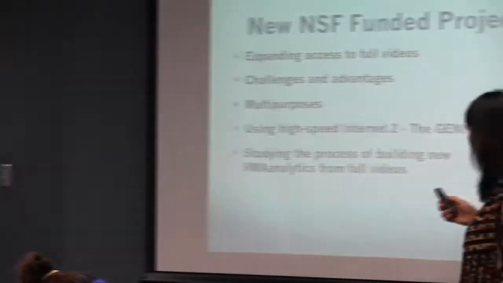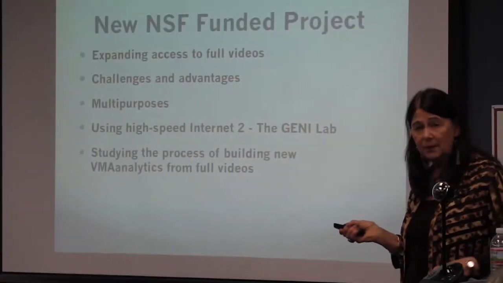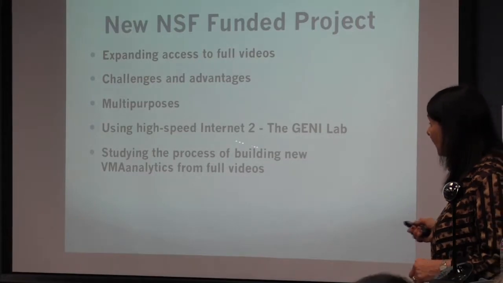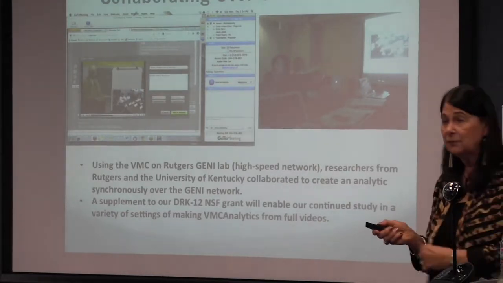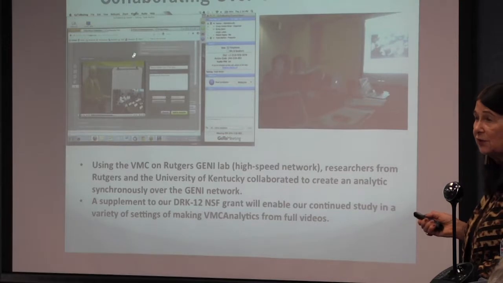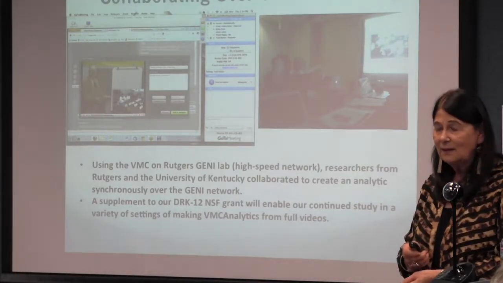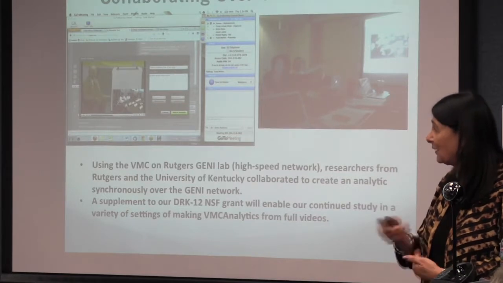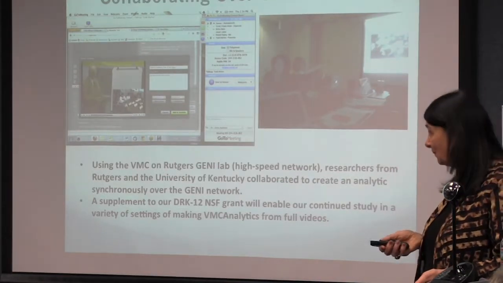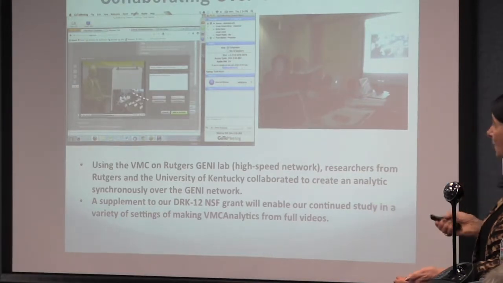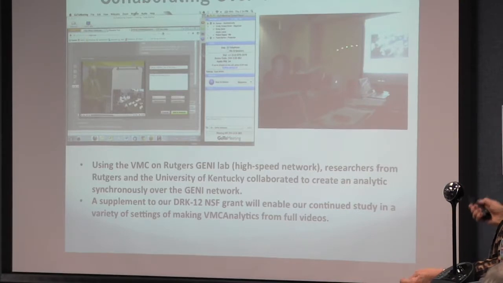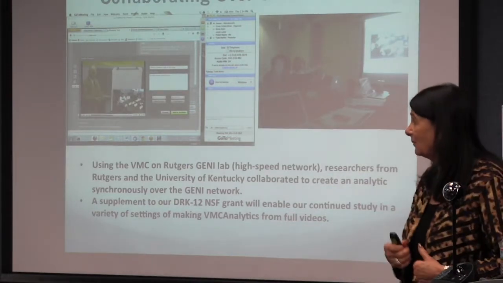Mm-hmm. Okay, so it's the high-speed Internet Genie Lab that is our hope. And what we are doing now with funding from the National Science Foundation is to study how people do this. An example of a collaboration over the Genie Network: suppose you wanted to make an analytic. We can connect you to our lab, we could have a session, and we can make an analytic together, as we did with the University of Kentucky. They decided they wanted to make an analytic, and we were leading it, and we used the repository there. We had a collaboration in real time, and that's how they learned how to make it.